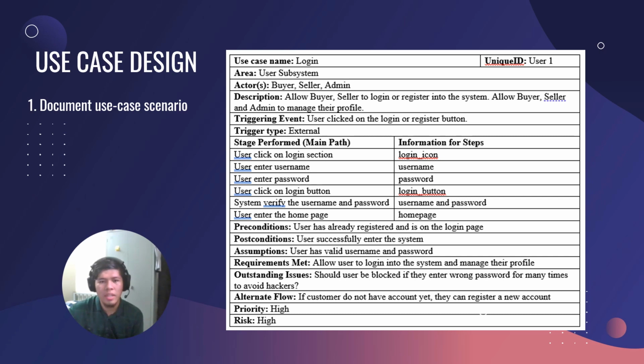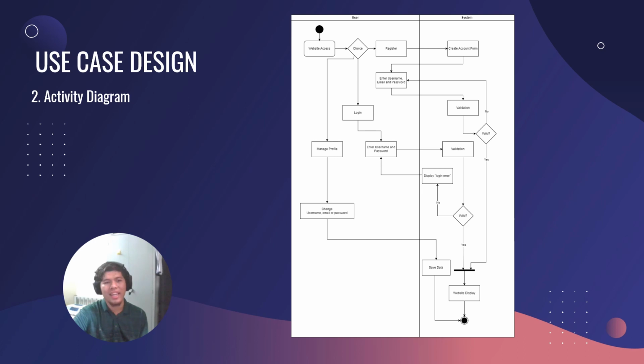The assumption is the user has valid username and also password. And the issue is, should we block the user if they enter wrong password for many times to avoid hacker? And the alternative flow for this use case is, if customer do not have account yet, they can register a new account. Now I would like to present the activity diagram for this user subsystem.